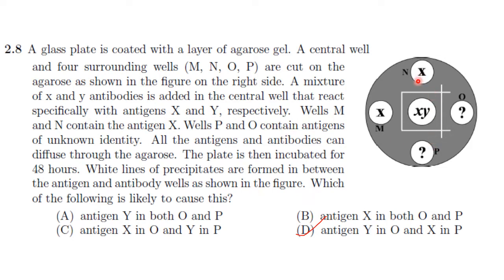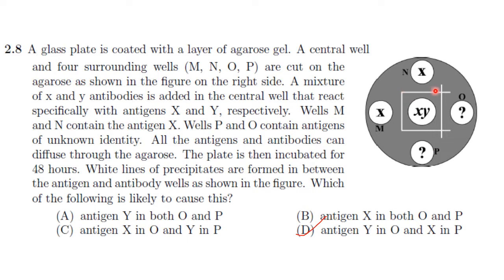Now they have told that they have cut 5 wells on an agarose plate and they have placed antigens in M, N, O, P wells, and a mixture of antibodies X and Y is added to the central well that reacts specifically with the X and Y antigen. So they have given M and N as containing X as antigen. After incubation for 48 hours, they have found some precipitation lines. For P and O, an unknown antigen is present. We have to find out which one it is.